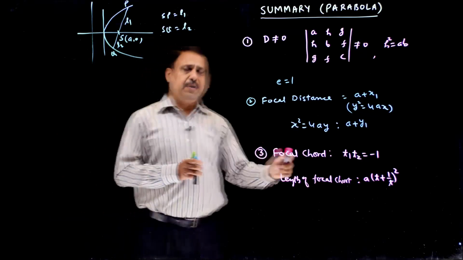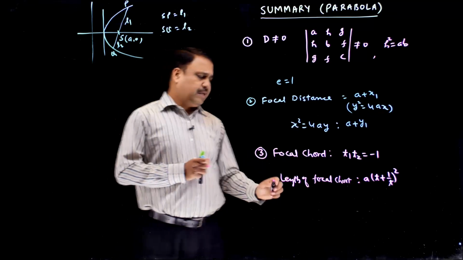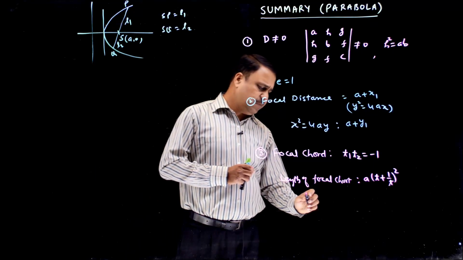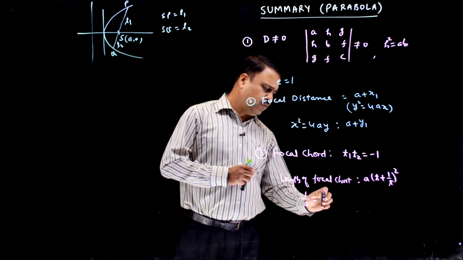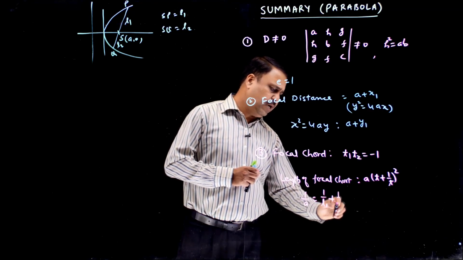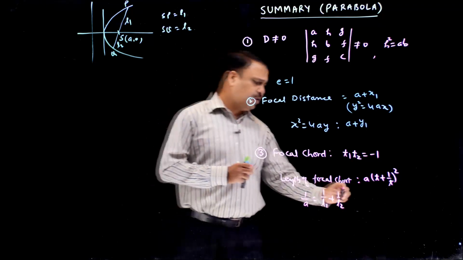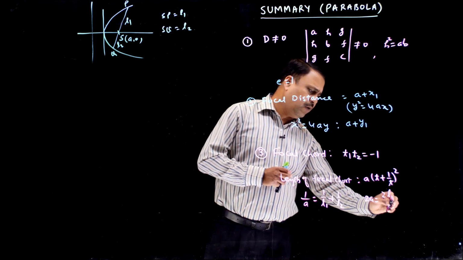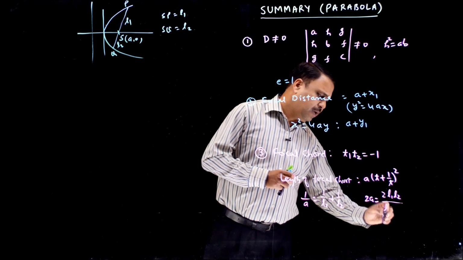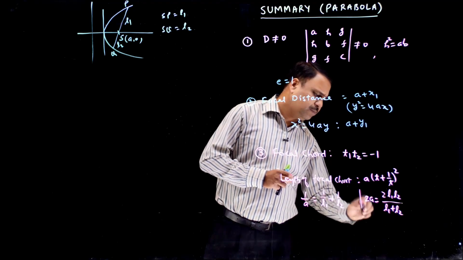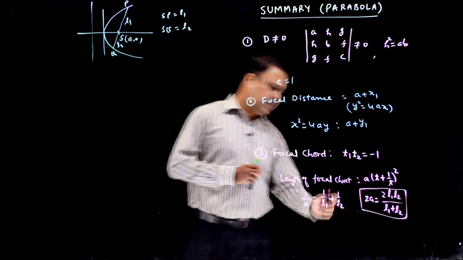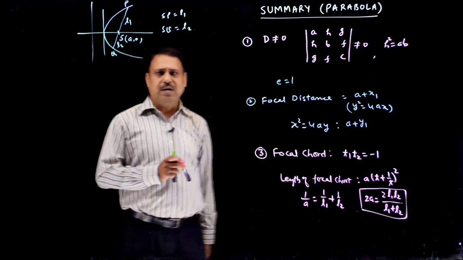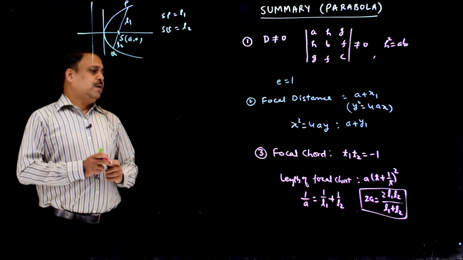So here the property is that semi-latus rectum is the harmonic mean of the focal radii. I can say that in this way also, 1 upon a is equal to 1 upon L1 plus 1 upon L2, or I can remember it in another form, that is a, the semi-latus rectum, is the harmonic mean, 2 L1 L2 upon L1 plus L2. If I take LCM, I will get this relationship, 2 will cancel. So semi-latus rectum is the harmonic mean of focal radii.